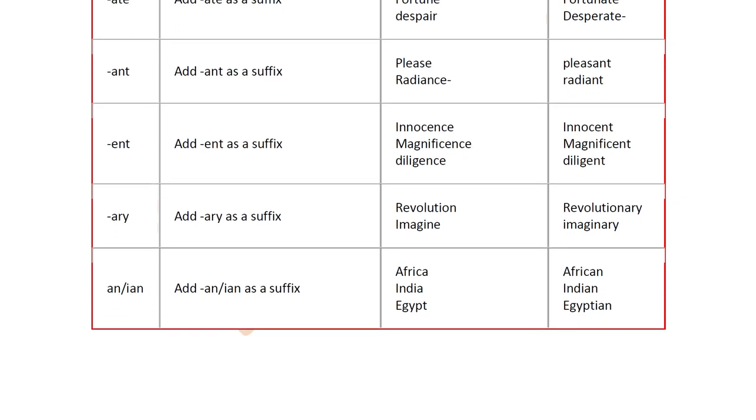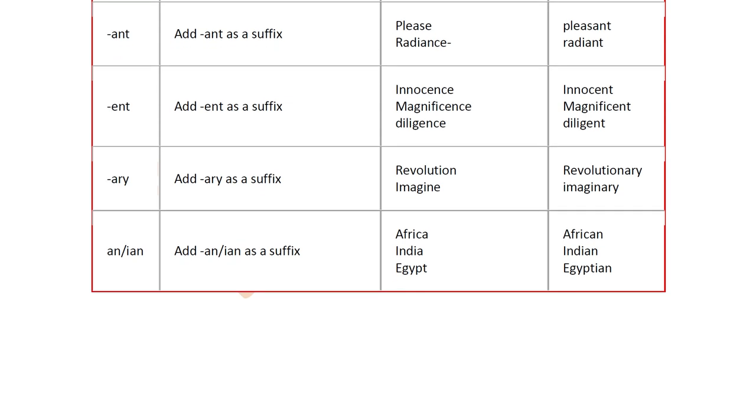Ending with ANT, that's the suffix ANT. Please, pleasant. Radiance, radiant. Both the words become very different, so you can make an asterisk where both the words are. Okay, ending in ENT. Here you have the words innocence, innocent. Magnificence, magnificent. Diligence, diligent. This is not very difficult if you know the rule. The words are almost the same.